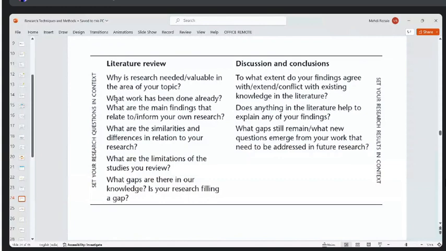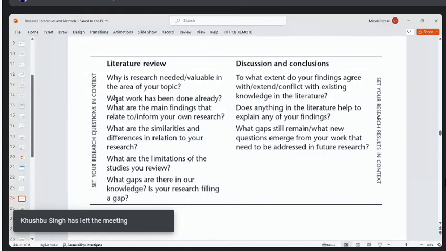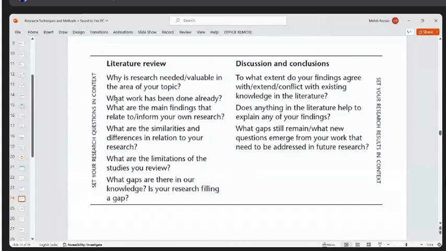Okay, and then third paragraph you will write an answer to this question, that is what are the main findings that relate to or inform your own research. Then you'll write those findings. Then, like I said, to give similarities and differences in relation to your research. So if three authors have discussed that topic, how does it relate to your research or how is it different from your research? That you will specify.